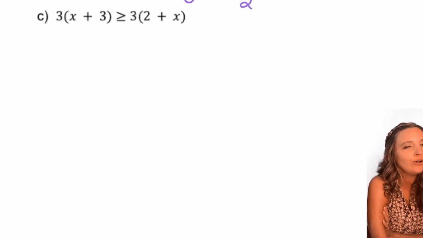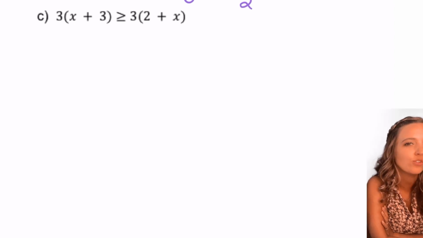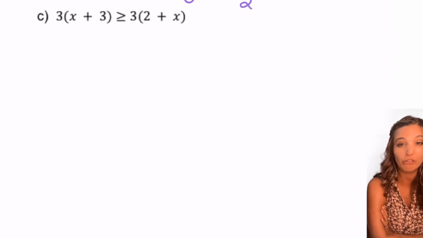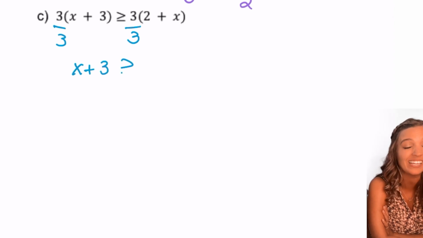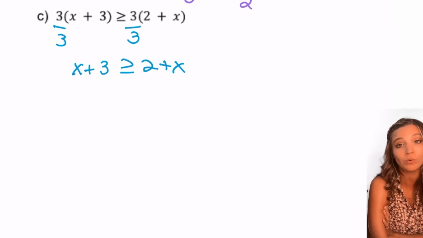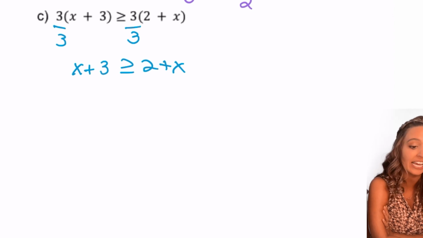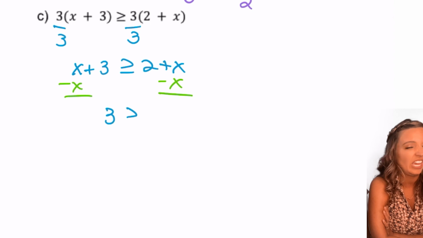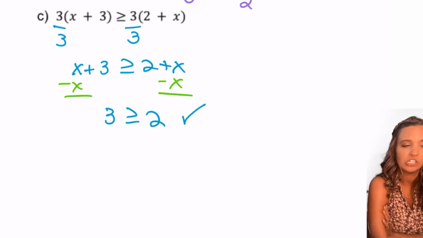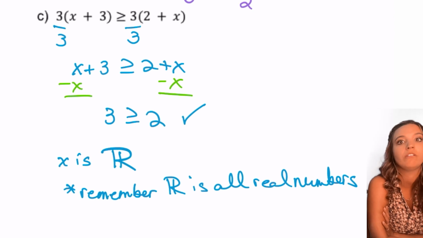All right, I know you're eyeing those parentheses like me, but think about it. What would the quickest way to solve this next inequality be? Divide out the 3. That would be so much faster. Then I'd be left with x plus 3 is greater than or equal to 2 plus x. I just have to move my variables to one side and isolate. Subtract x. Whoa. Then I get 3 is greater than or equal to 2. Is 3 greater than or equal to 2? Yeah, that's always true. So x is all real numbers.